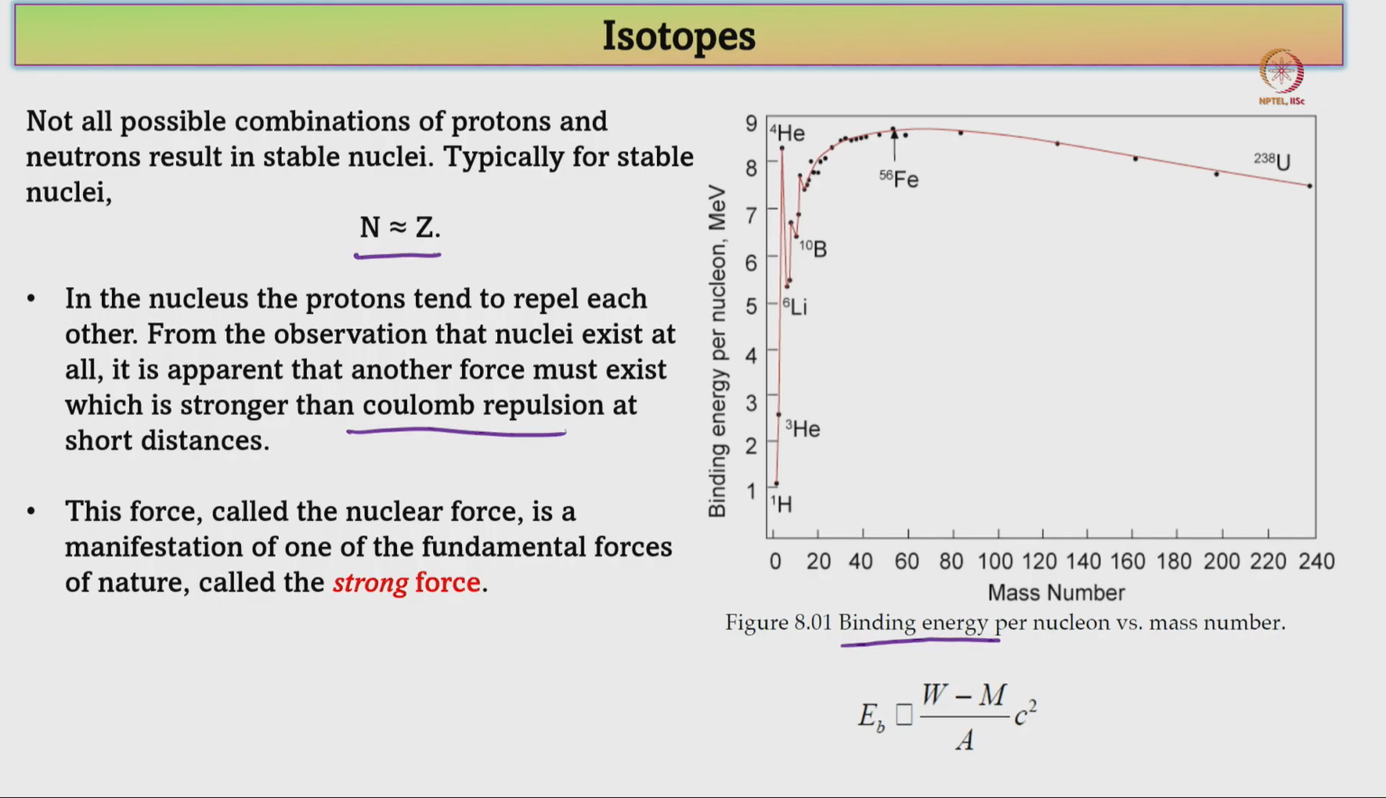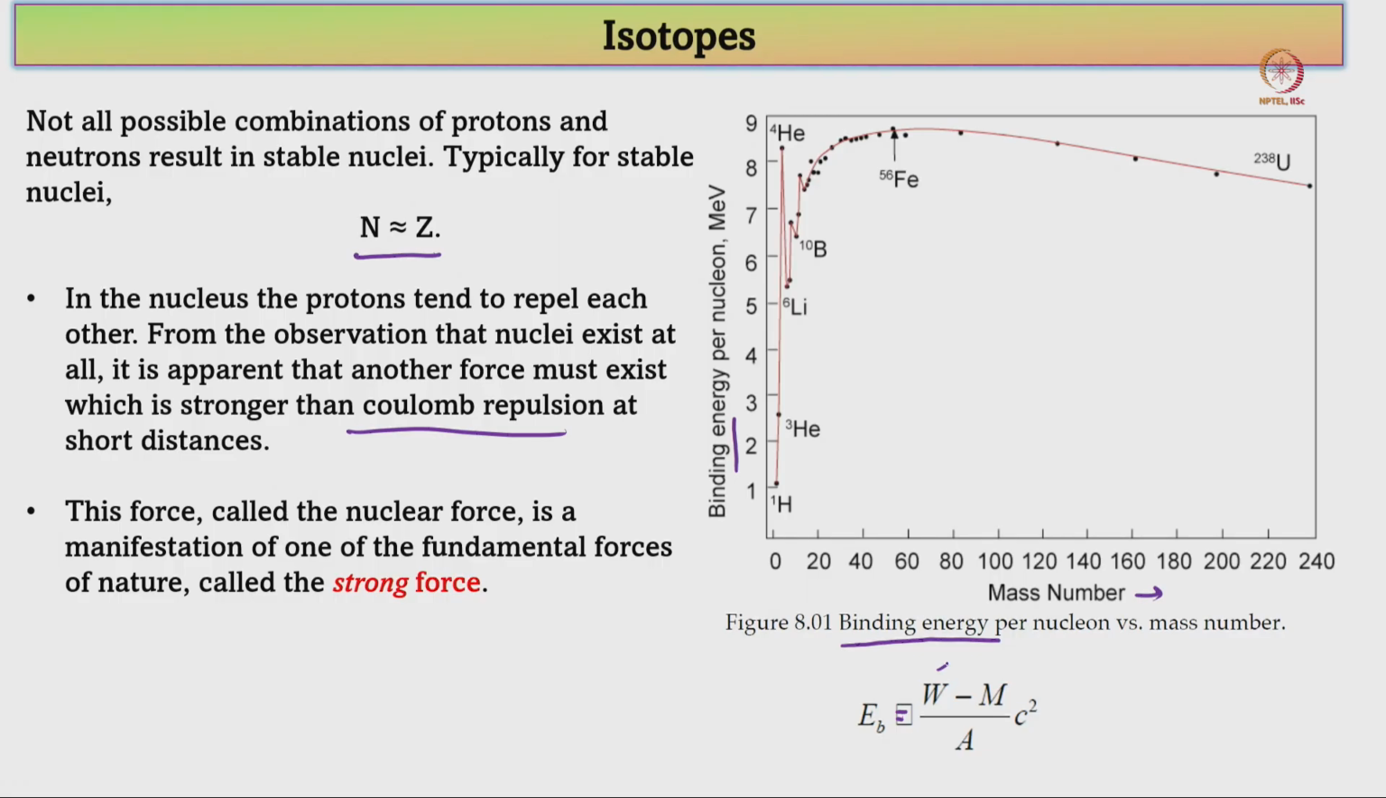Okay. So, here we have the binding energy per nucleon on the y axis and the mass number on the x axis. Let us see what this binding energy is and how we calculate it. This binding energy is calculated from the actual weight.